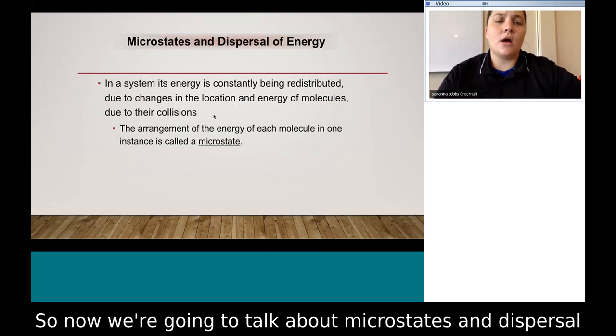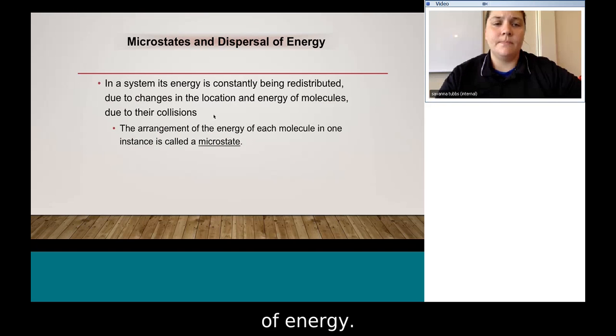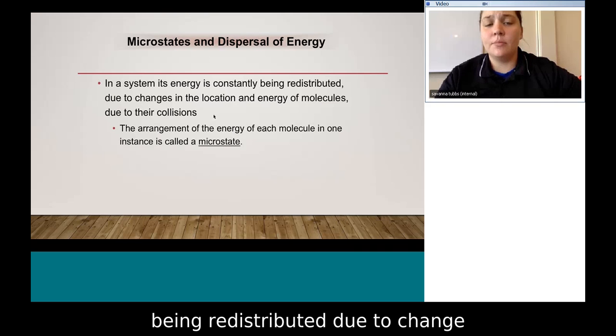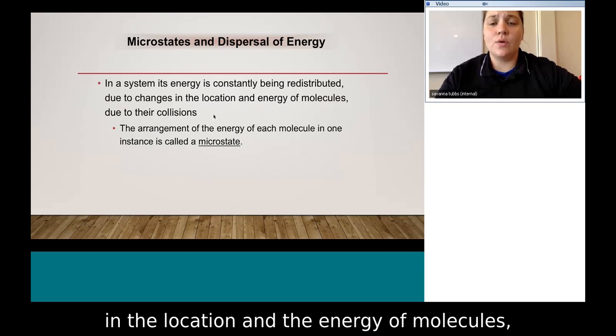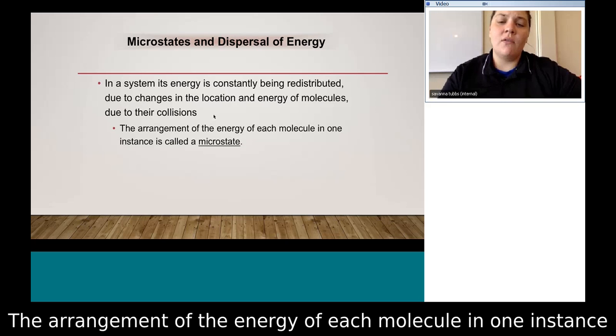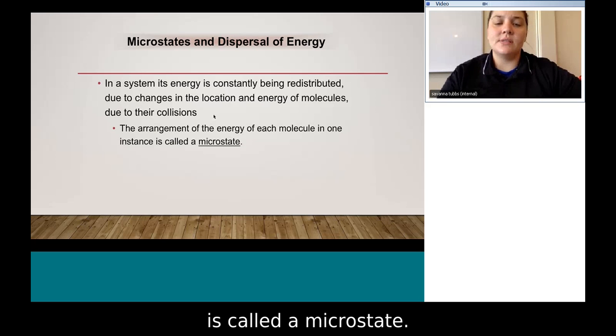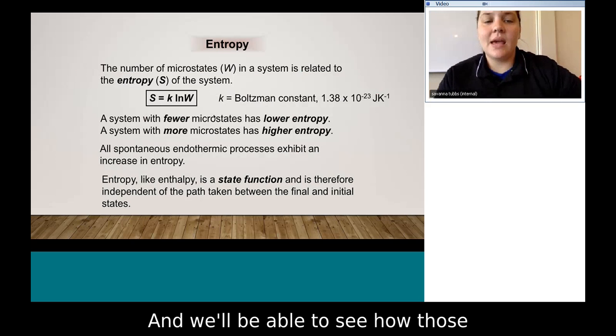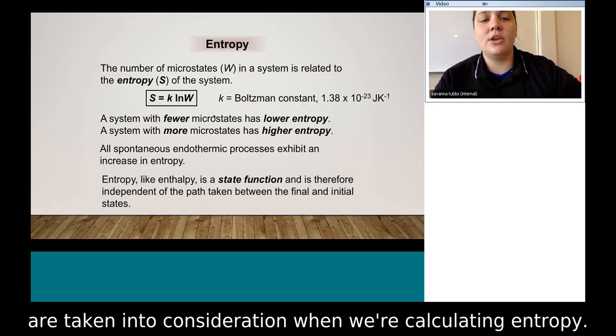So now we're going to talk about microstates and dispersal of energy. In a system, its energy is constantly being redistributed due to changes in the location and the energy of molecules due to their collisions. The arrangement of the energy of each molecule at one instant is called a microstate. And we'll see how those are taken into consideration when we're calculating entropy.